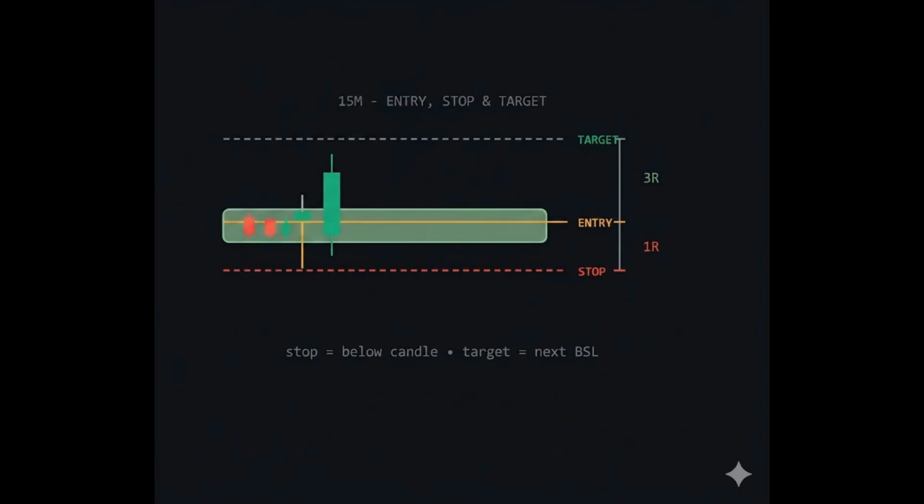Target. Use the next significant liquidity level above: the nearest BSL pool, the most recent swing high, or the opposing premium zone on the 4-hour chart. This gives you a minimum 2-to-1 risk to reward on every setup.